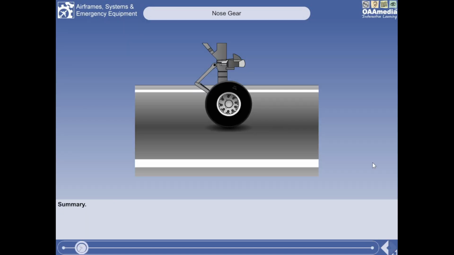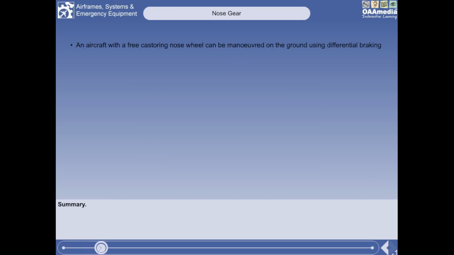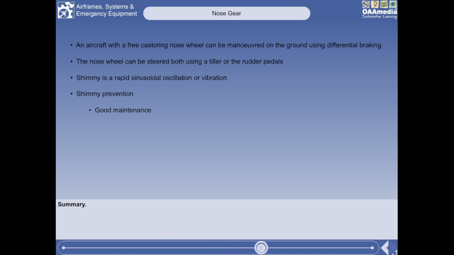That is the end of the lesson. You should now know that an aircraft with a free castering nose wheel can be manoeuvred on the ground using differential braking. You have seen that the nose wheel can be steered both by using a tiller or the rudder pedals. You should now understand the term shimmy, and that it can be minimized by good maintenance, by fitting restrictors in the hydraulic nose wheel steering system, and by fitting a shimmy damper, or by fitting twin nose wheels or twin contact wheels.